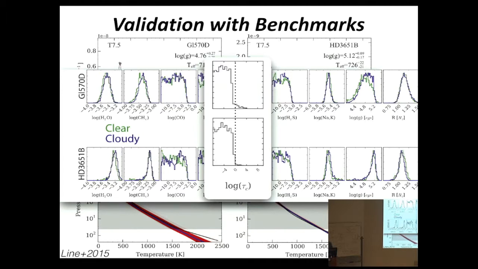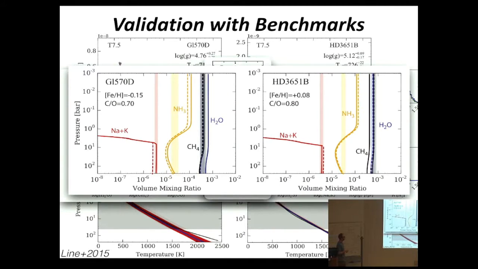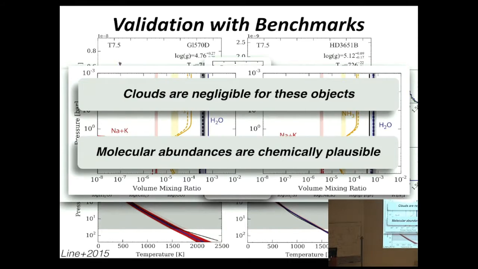So we can also check to see if the chemistry we're getting is physically plausible. Are the combinations of the molecules we're getting reasonable? And the answer is yes. If we compare to equilibrium chemistry calculations, these vertical colored bars are what we're retrieving from the data compared to what we would predict from a chemical model, equilibrium chemistry along the thermal profiles. We find that the answers are consistent. We're not getting bogus combinations of molecules. Some conclusions from this little investigation: the clouds seem to be negligible for these two objects and the molecular abundances are reasonable. Okay, what about our benchmark scorecard?